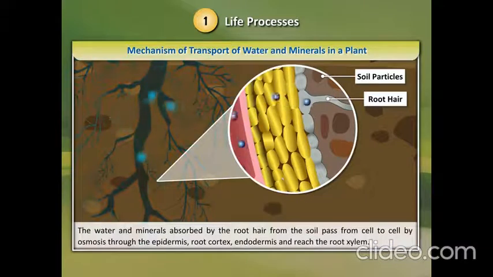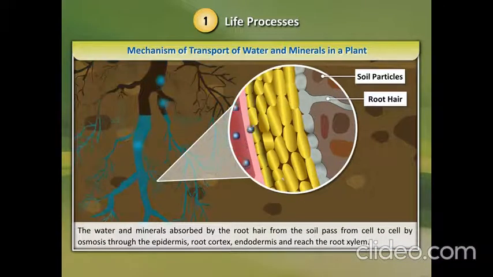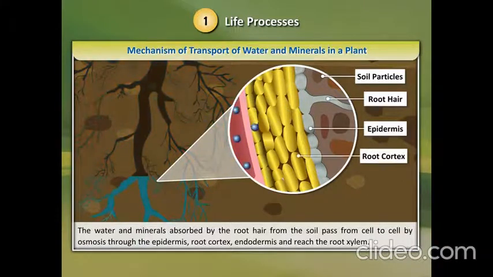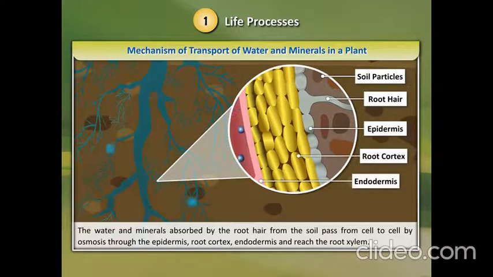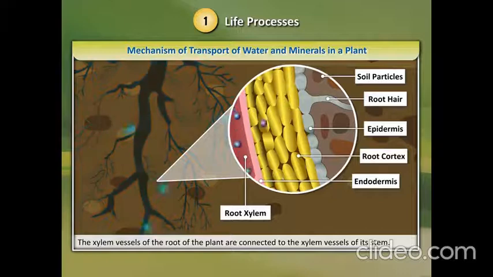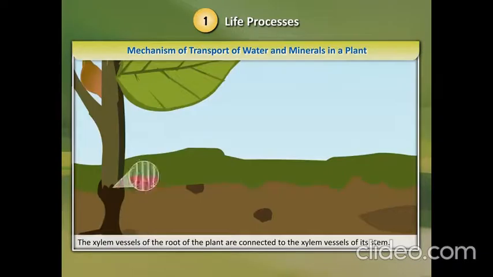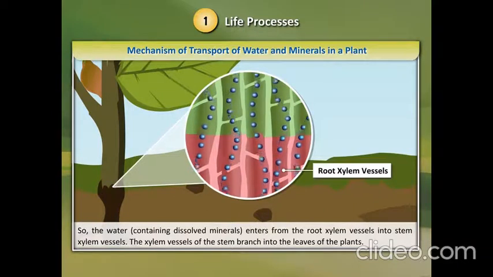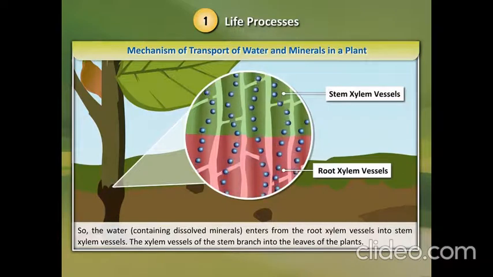The water and minerals absorbed by the root hair from the soil pass from cell to cell by osmosis through the epidermis, root cortex, endodermis, and reach the root xylem. The xylem vessels of the root of the plant are connected to the xylem vessels of its stem. So, the water containing dissolved minerals enters from the root xylem vessels into stem xylem vessels.